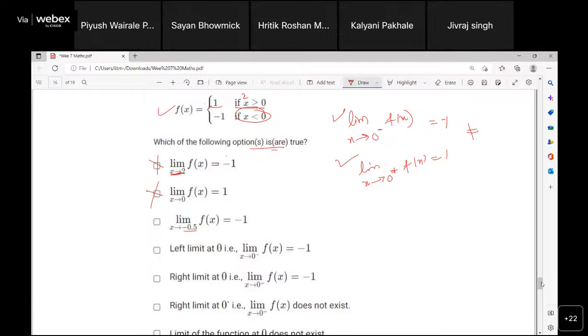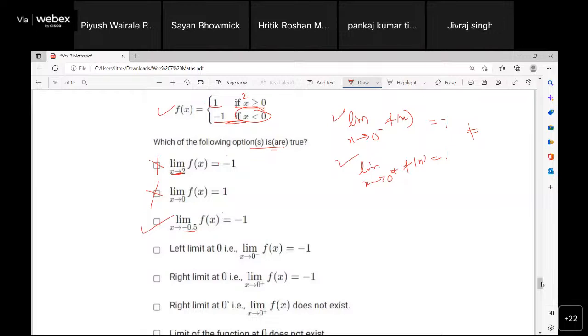Now the limit as x tends to -0.5 equals 1. Is it correct? Yes, sir, it is true. Yeah, this is correct. Now the left limit at 0, that is, the limit as x tends to 0 minus of f of x equals -1. Is that correct? Left limit.